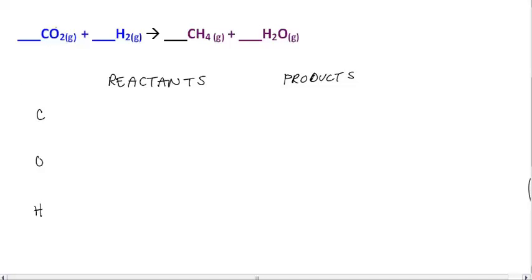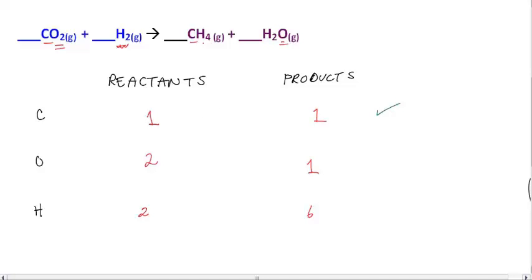Count them up. 1 carbon in the reactants, 1 carbon in the products. 2 oxygens in the reactants, 1 oxygen in the products. 2 hydrogen in the reactants, 1, 2, 3, 4, 5, 6 hydrogens in the products. All right, so let's start balancing. Carbon, for now, is all set. 1 in the reactants, 1 in the products. So I'm going to check that off.